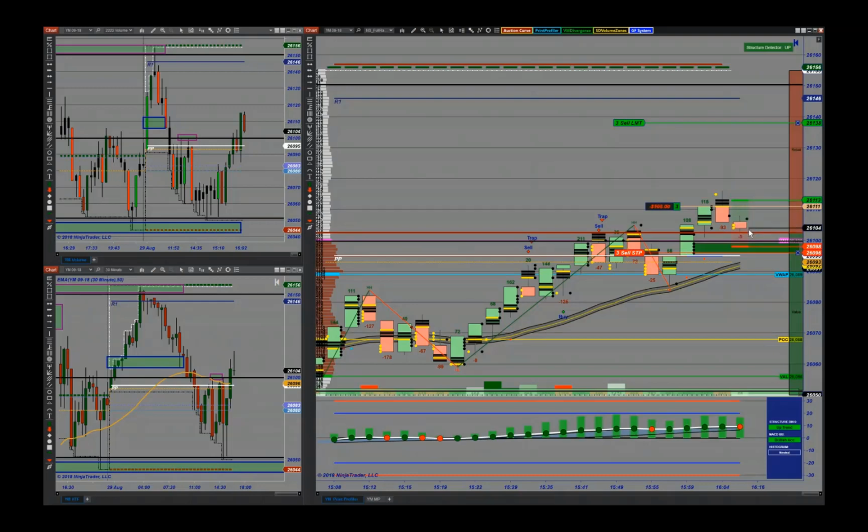Come on now. This YM is just playing me. Look at that move. It just pushes up a little bit, stops, turns. There's just no momentum, no drive here.